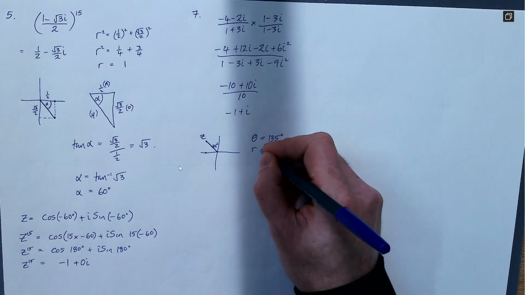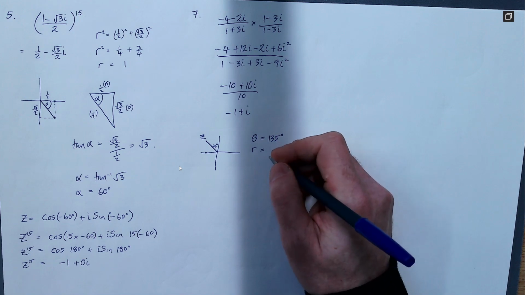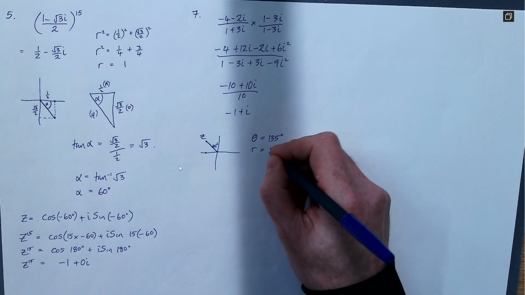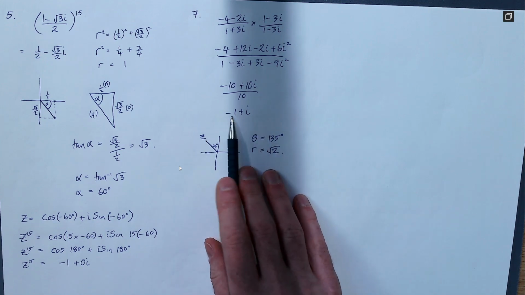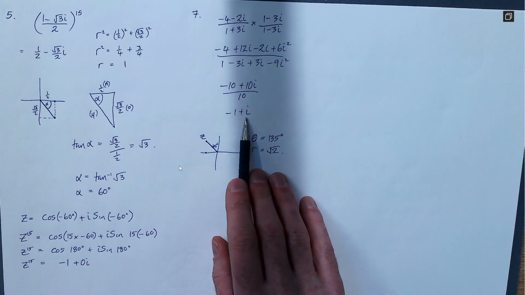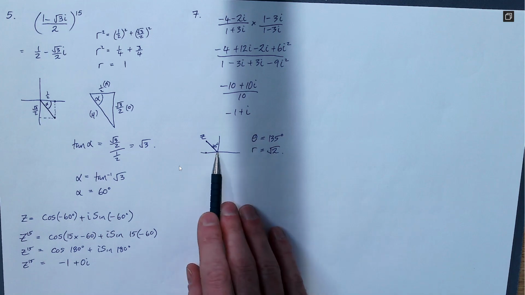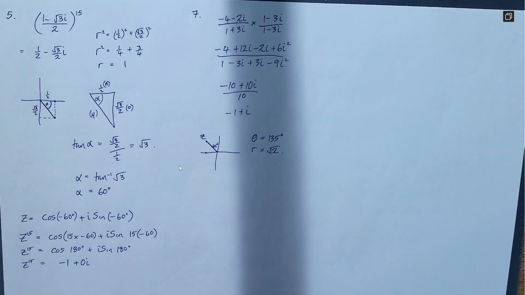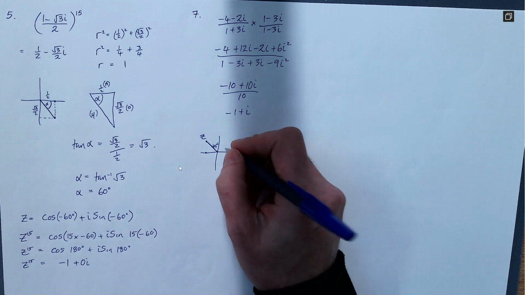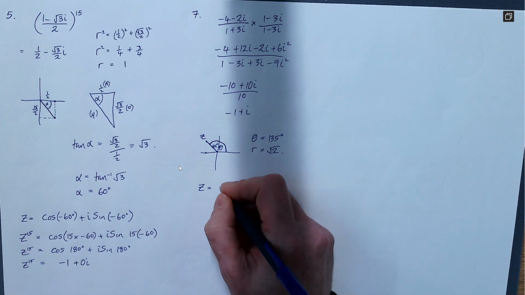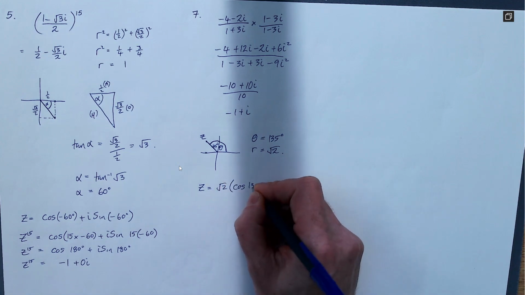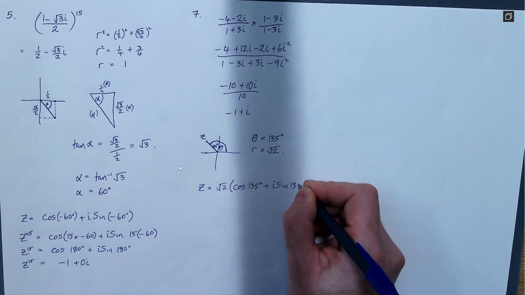And the modulus is the square root of 1 squared plus 1 squared, which is the square root of 2. The angle is 45 plus 90, which is 135 degrees. So the number is the square root of 2 times cos 135 degrees plus i sin 135 degrees.